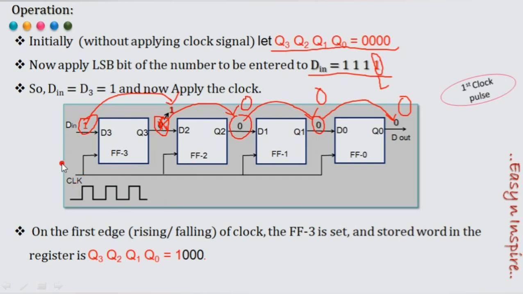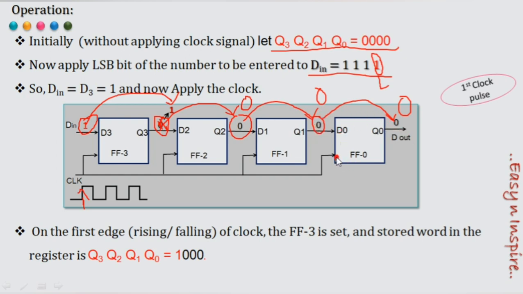Why am I mentioning the first clock pulse? Because the first clock pulse, a positive clock pulse, is applied here. Clock pulse is applied to all these flip-flops, but 1 is applied to this flip-flop only, so 1 is obtained here. Clock is applied and initially 0, so 0 is produced. Clock is applied, 0 is input, 0 is produced here.